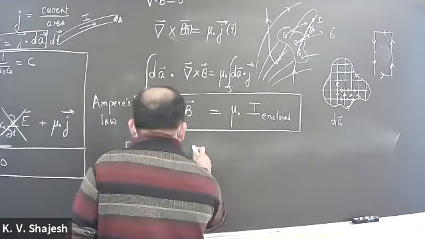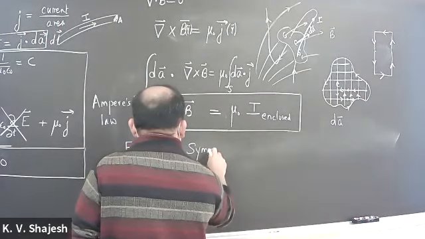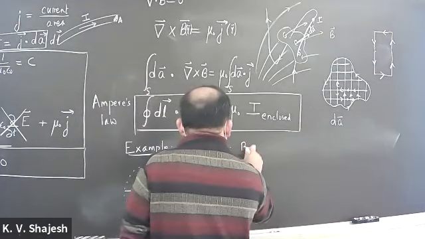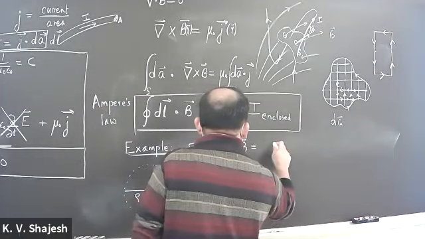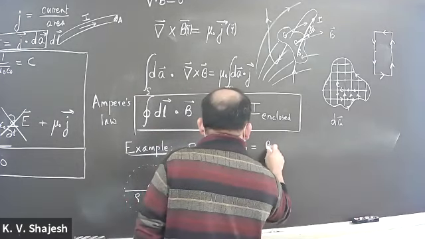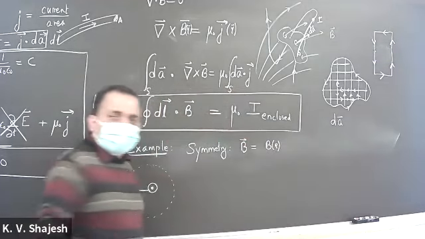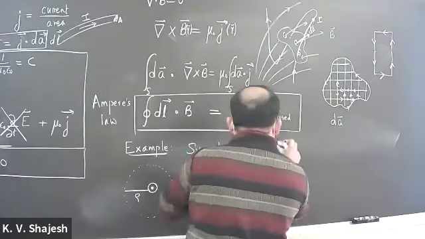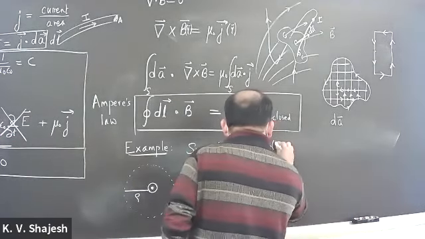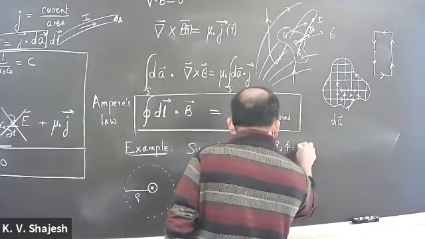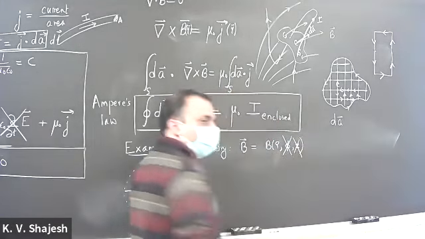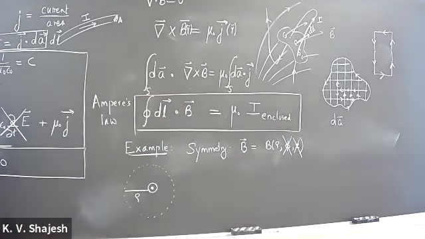So the symmetry requirement is that B is equal to having only rho dependency. It has no angle dependence, it has no z dependence. Let me make that more explicit. That could be angle dependent, that could be z dependent. I strike that out. No angle dependence, no z dependence. That's because it's an infinitely long wire. The result works only for that.